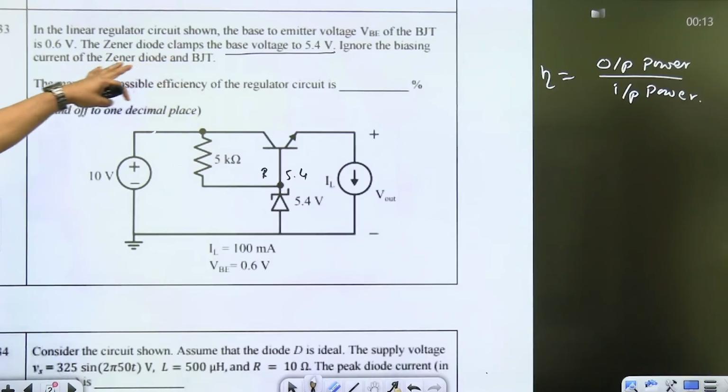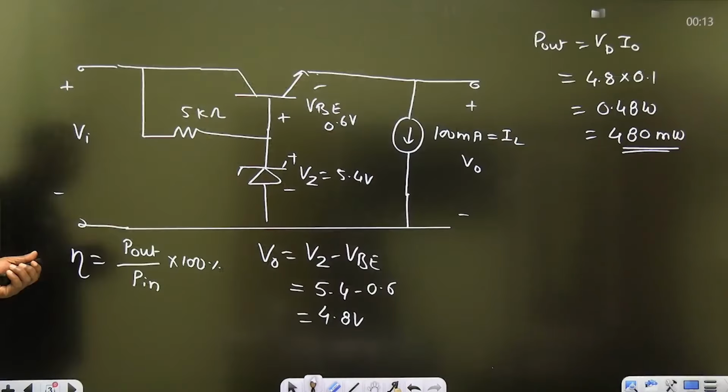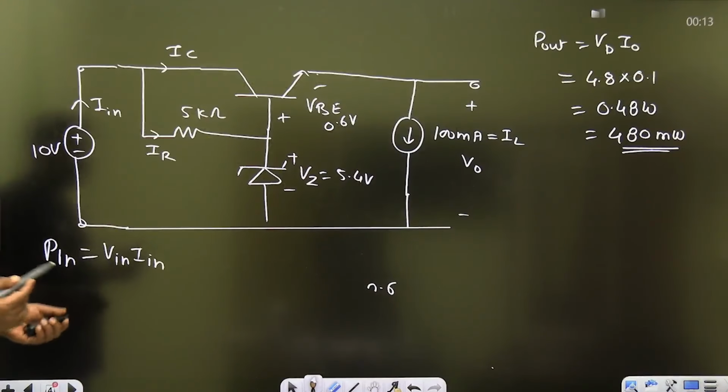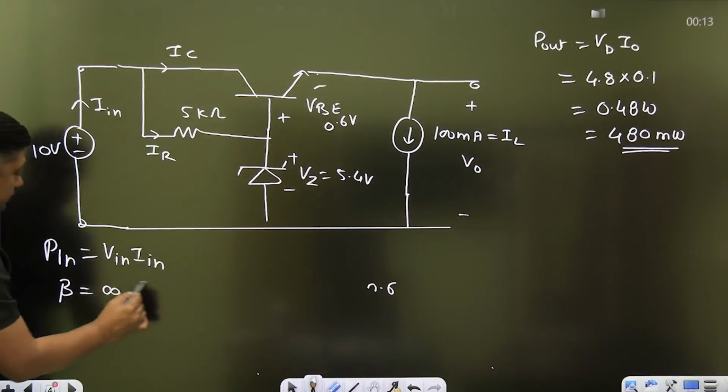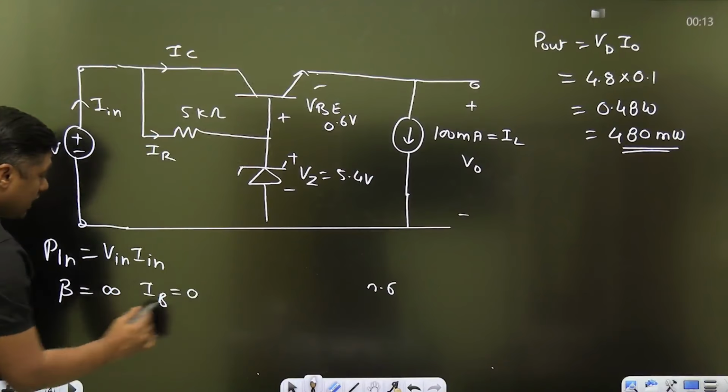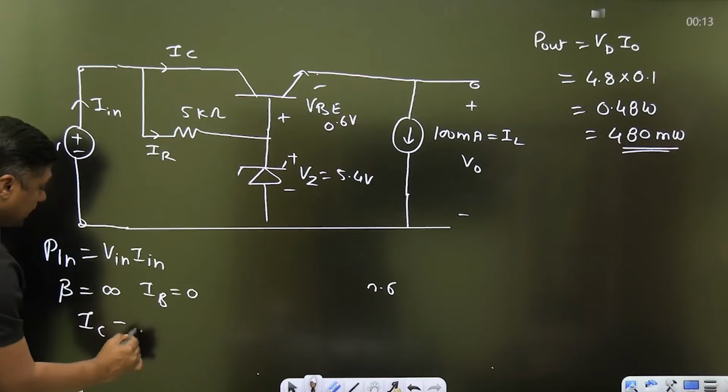Linear regulator, ignore the biasing current of the Zener diode, maximum possible efficiency of the regulator circuit. Okay. Suppose I am going to ignore the base current, because the beta is not given. You can assume that the beta is infinite. If the beta is infinite, what is the base current? 0. And collector current and emitter current are equal.